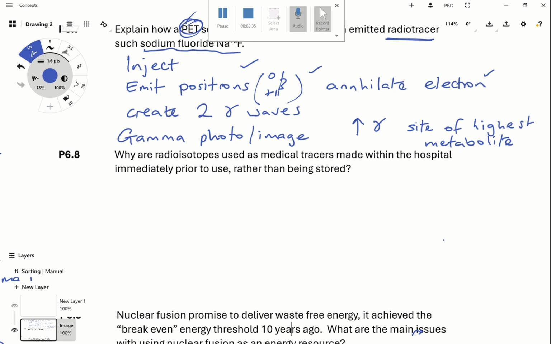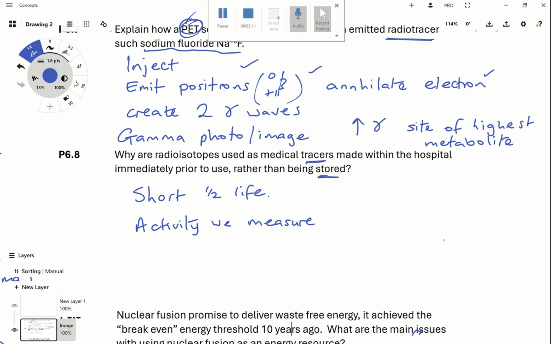So the next part is, why do radioisotopes that are used as tracers have to be made on site rather than being stored? The crucial part is they have a short half-life. That's the important bit. So they have very, very short half-lives. Now, for us to be able to use them, we need an activity we can measure.